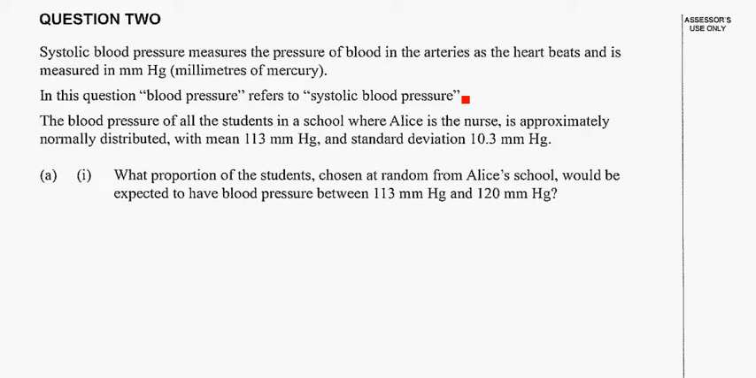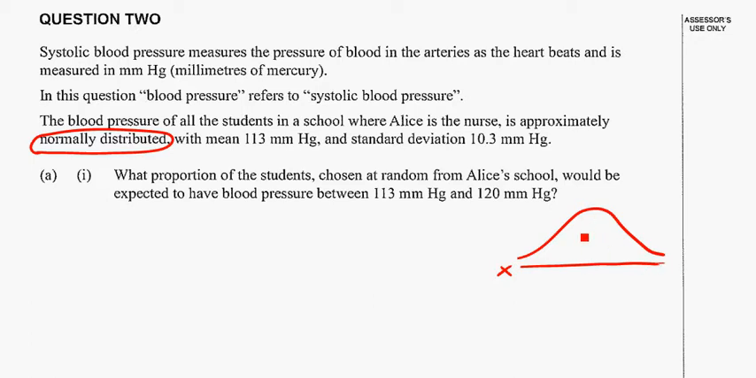This is a 2013 paper, question 2. You can pause now and read the question if you don't have it in front of you. We can see that this question is going to be about the normal distribution. It's referring to blood pressure of the students, and we're told that if we were to draw a graph of it, it would be approximately bell-shaped, with a few at this end, a few at the top end, most in the middle.